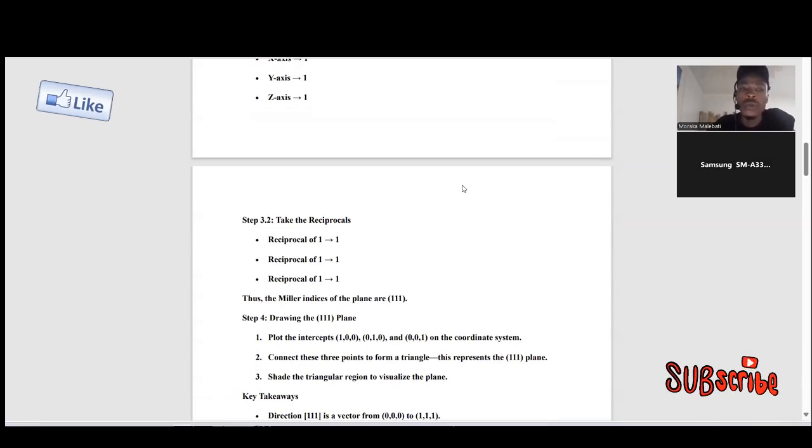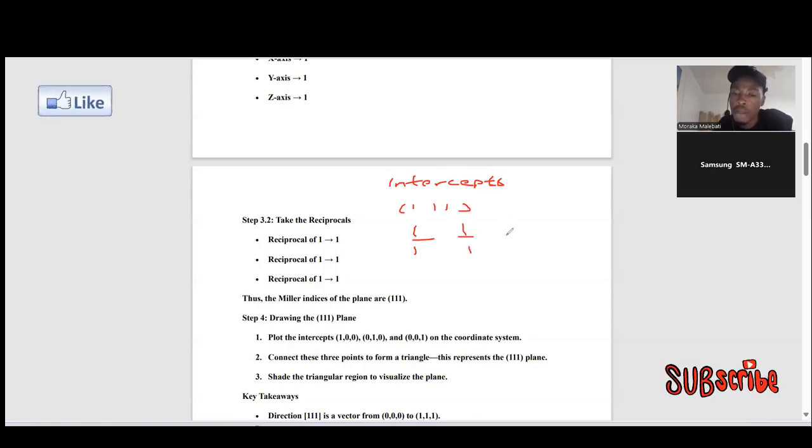So basically what you do is, remember now you have got your intercepts. Okay, these are your intercepts. Now step number 2, and you have to show us you're taking the reciprocal. Okay, that's the Miller indices. It will just be 1 1 1. Now this is showing the Miller index, the Miller indices.